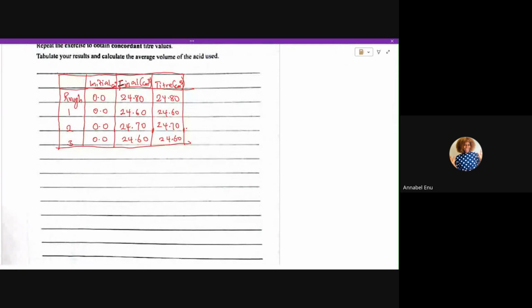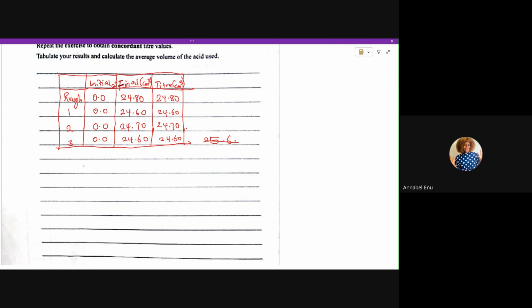Now, to calculate our average volume, we do not need to include our rough. Also, let us assume that our third reading was something like 25.6. This is too big. The difference between this one and the second titer is too big. So if we want to find our volume, we don't need to include this third titer.